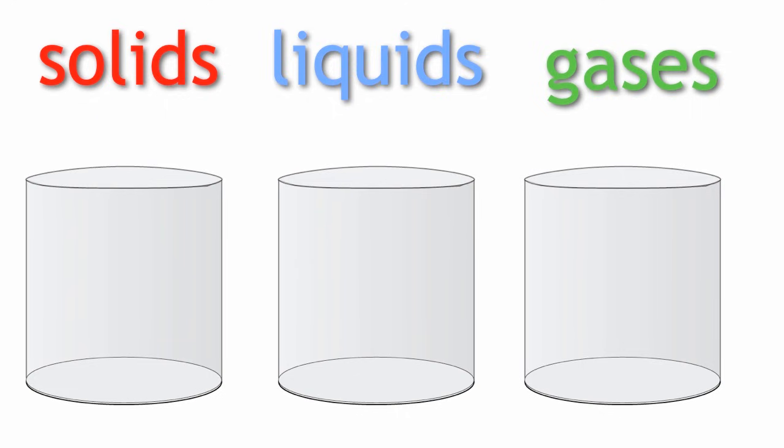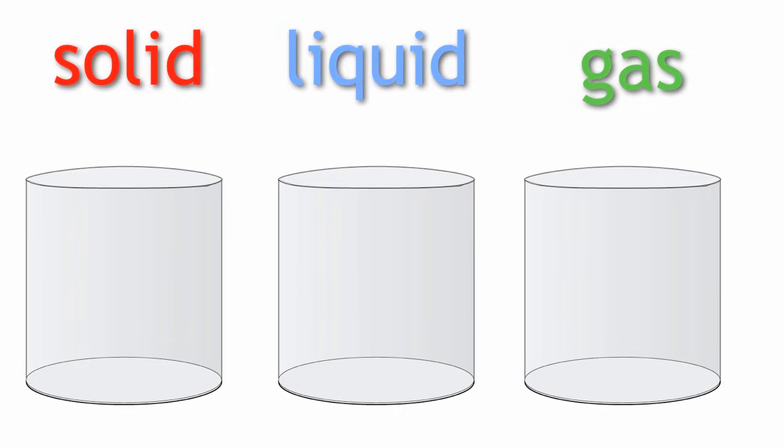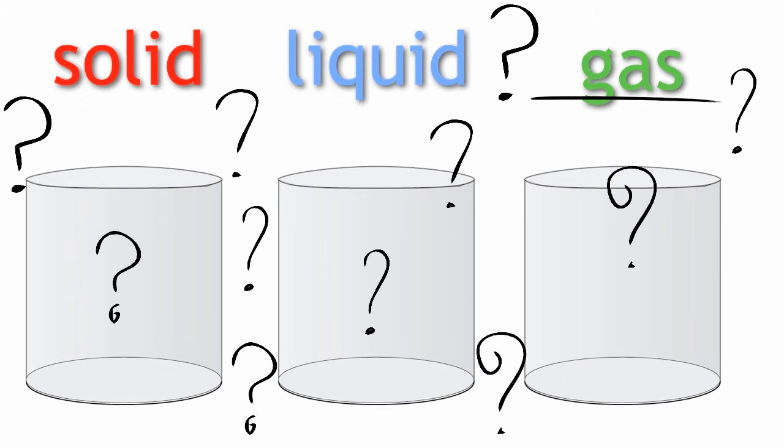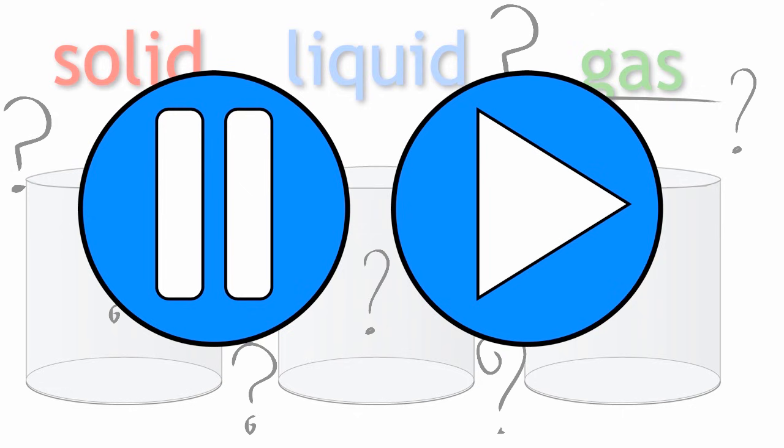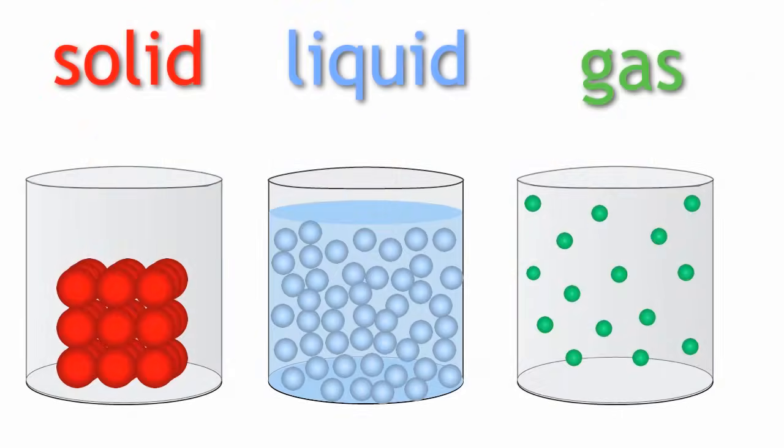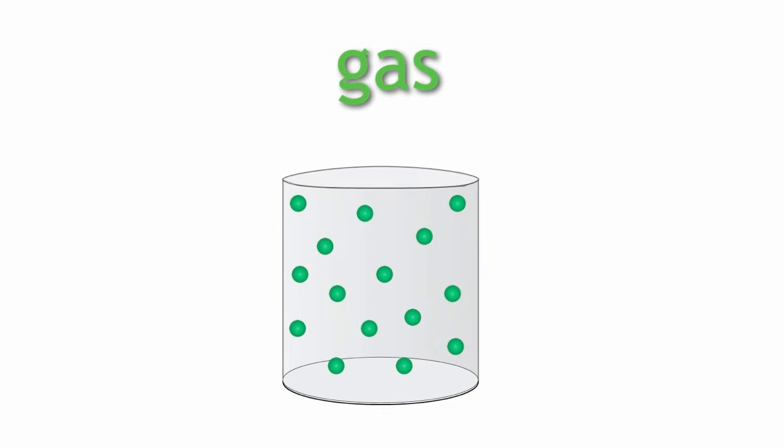In particular, I'd like you to ask yourself, how are the particles arranged in a gas? Pause the video and restart it when you think you have the answer. The answer is the particles in a gas are spaced out and move about very quickly in random directions. Did you get it right?